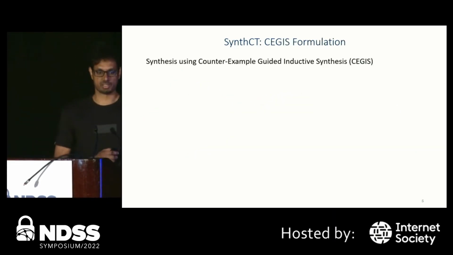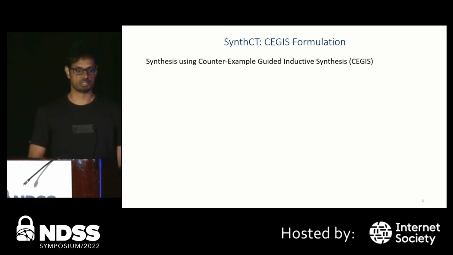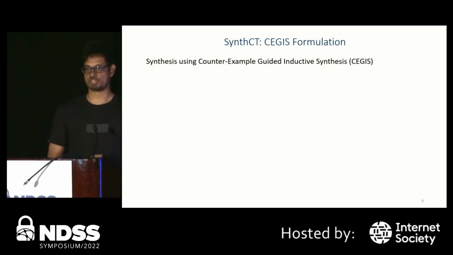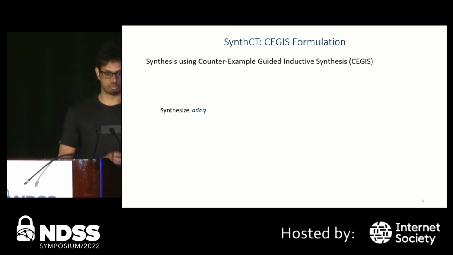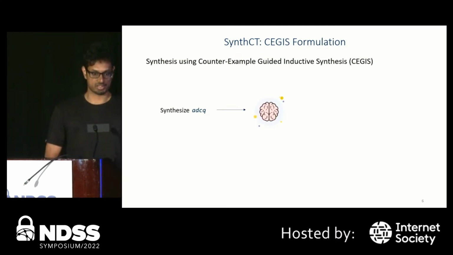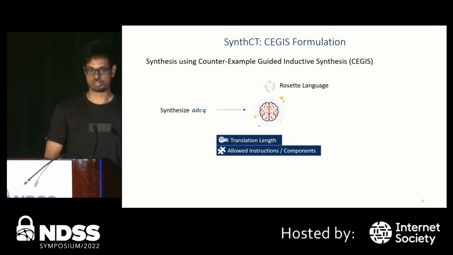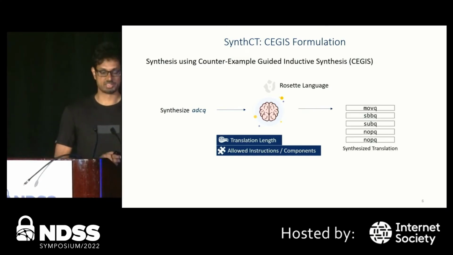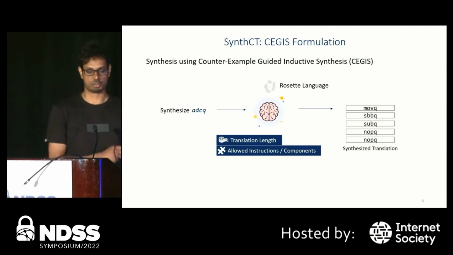We formulate the problem of generating a set of safe translations as a program synthesis problem using counterexample guided inductive synthesis, or CEGIS for short. So here, in this example, we want to synthesize the translation for the add with carry instruction that I showed you on the previous slide. We pass the instruction semantics to our synthesis task, which is currently implemented in Rosette, along with the translation length, that is the maximum length of the program we want to synthesize, and the set of instructions that are allowed to be used while generating these translations. We also call these components. The output of the synthesis task is a synthesized translation that is semantically equivalent to our input add with carry instruction. Now we repeat this process for every unsafe instruction in the ISA to generate a synthesized library of translations.